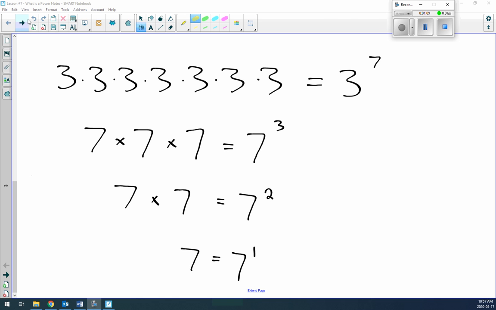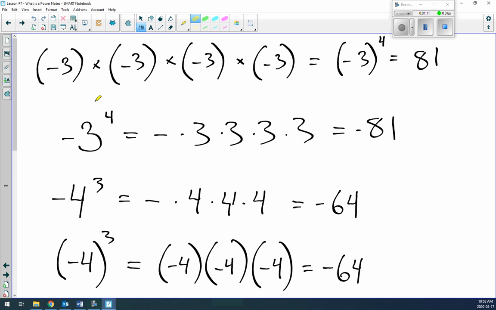Okay, flip to the second page. If you notice, these ones are in brackets. We do that because we've got negatives here. So negative 3 times, oh, how many negative 3's do we have here? We've got 4 of them. So negative 3 to the 4. And then you've got to be careful. The negative 3 is in brackets, so we end up with positive 81.